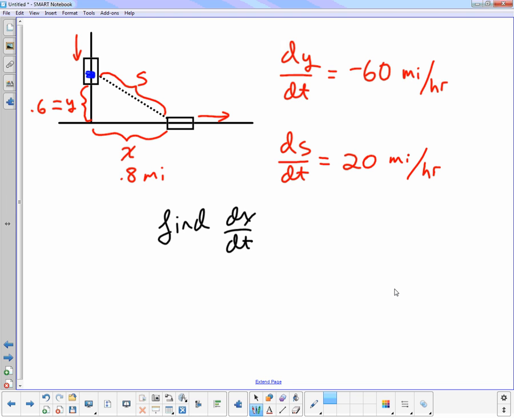All right. So let's try and set up some kind of possible relationship based upon what we have and what we know. Yeah, the Pythagorean theorem. So the Pythagorean theorem says x squared plus y squared equals s squared. And let's take a derivative with respect to time on everybody.